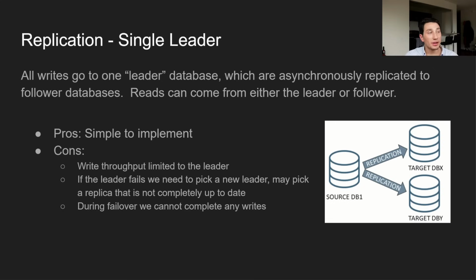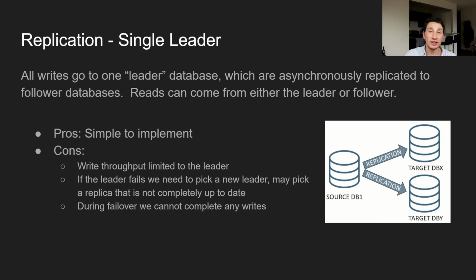So, single leader replication. Basically, we've got one leader database that accepts all the writes, and then reads can be served from any of the follower databases. So this is really simple. I would think of it as kind of like the default type of replication, but it's got a couple of cons. For one, write throughput is going to be limited to the leader replica, right? Writes can only go to one place.